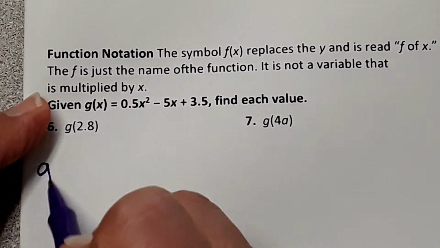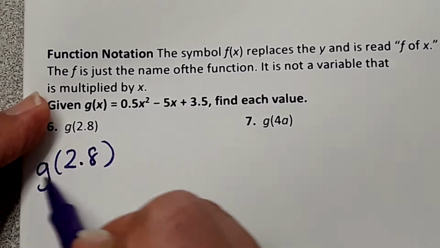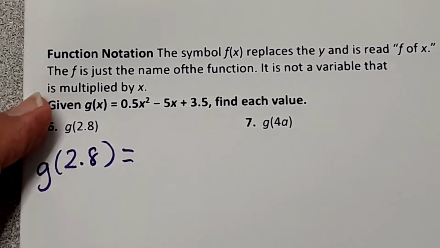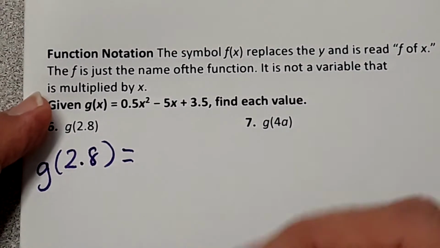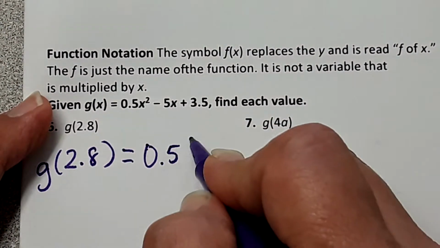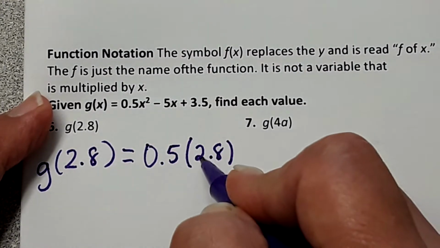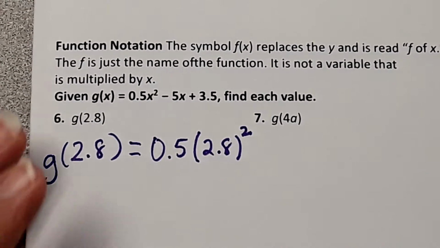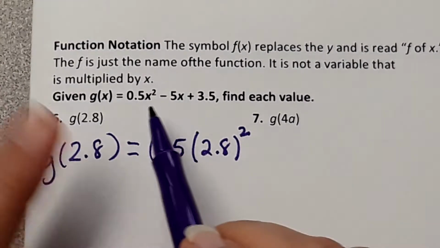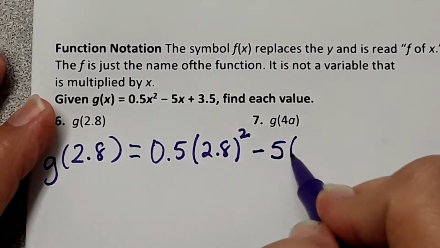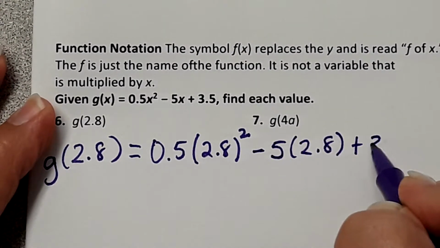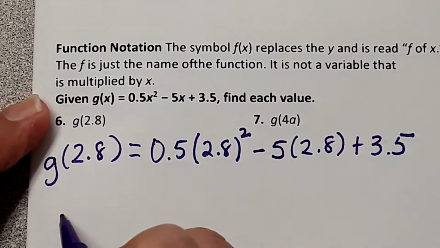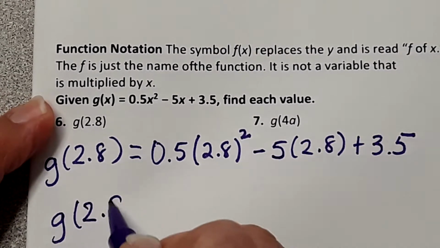So I'm going to write g of 2.8. That's how you say it, g of 2.8. Basically what it means is, hey, put 2.8 in for x. You guys, I'm going to write that one down there. So we're going to put 0.5 times 2.8 squared. Okay, guys, here we go. So 2.8 in for x minus 5 times 2.8 plus 3.5. Okay. Again, we're just going to leave this. Just leave it. Just carry it down. You never do anything to that side.